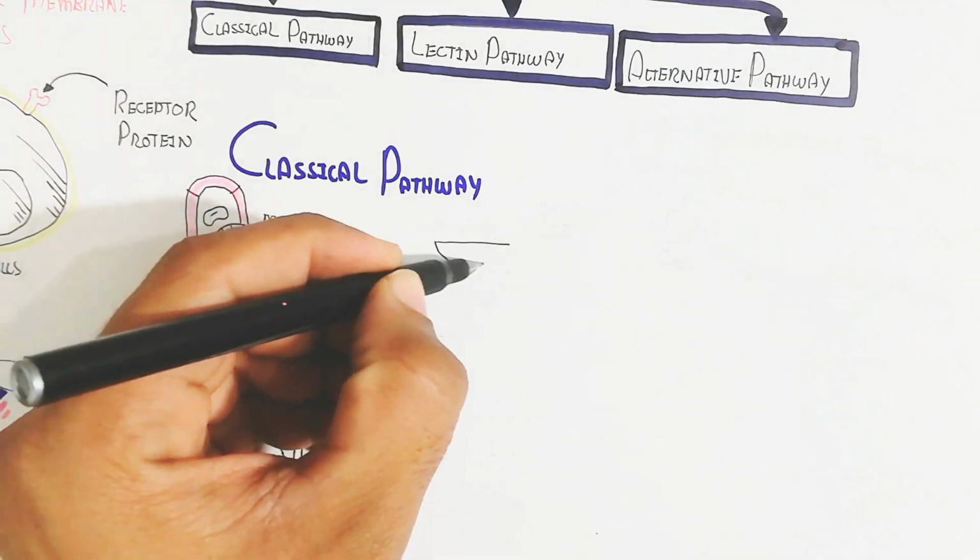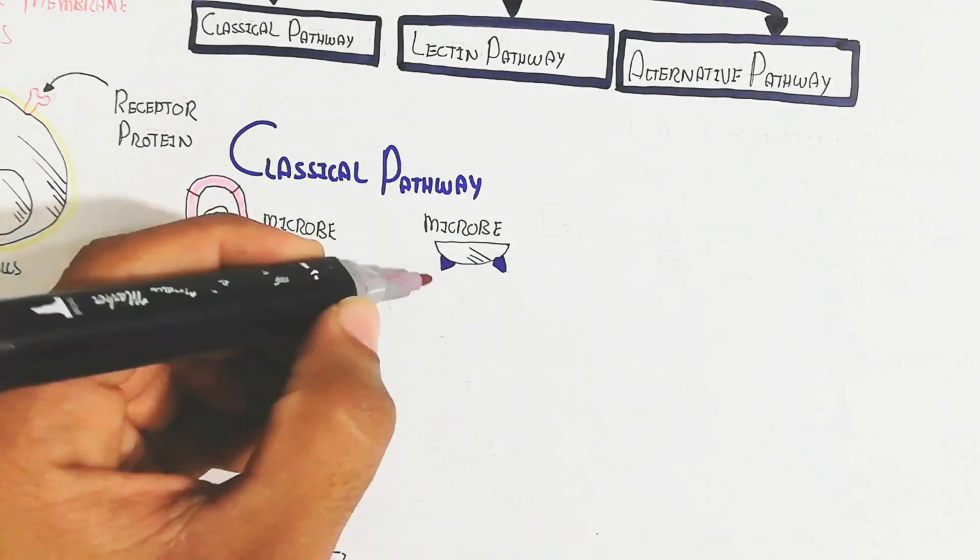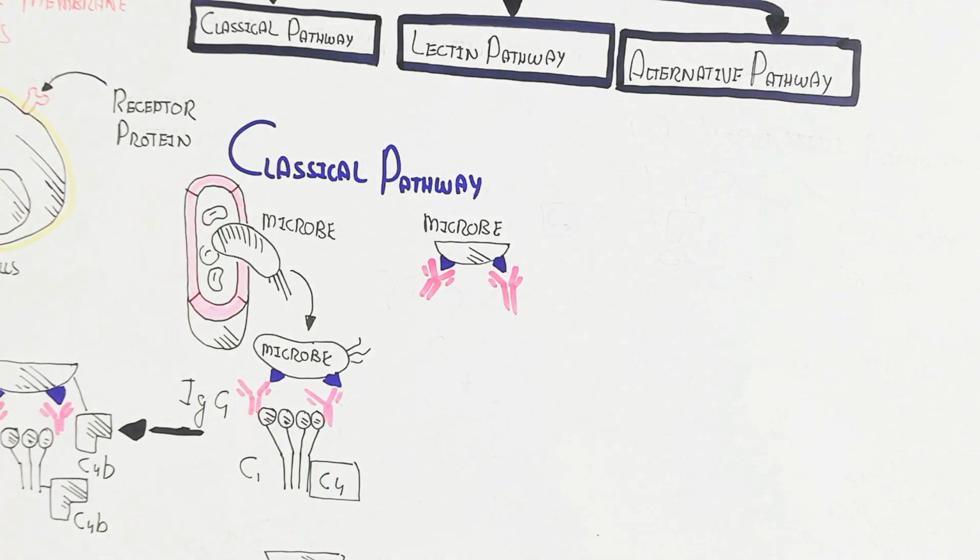C5A. Anyhow, here I am drawing the microbe again. The IgG will be bound with the C1 complex.